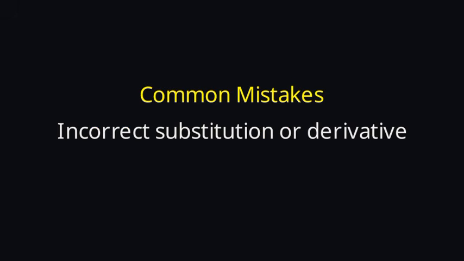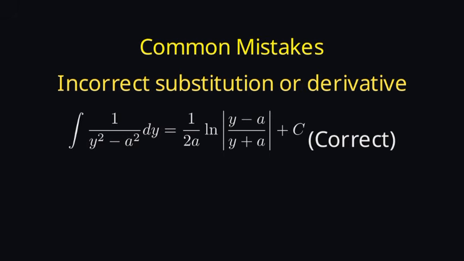Common mistakes to avoid. A common mistake is choosing an incorrect substitution, like just u equals x minus 1, or incorrectly calculating the differential dx. Always ensure consistency between substitution variables and differentials. Another frequent error is misremembering the standard integral formula for 1 over y squared minus a squared. Specifically, students might forget the 1 over 2a factor, or the absolute value around the logarithmic argument. Remember, the correct formula involves the 1 over 2a factor and the absolute value in the logarithm. An incorrect formula might lead to a wrong antiderivative.